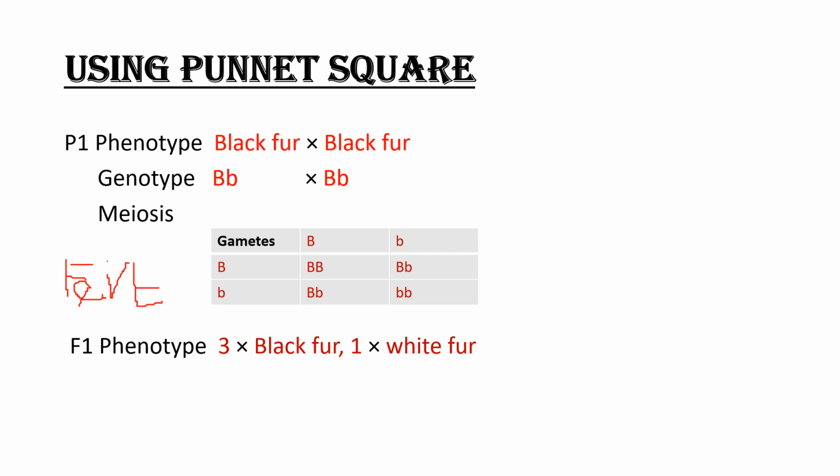So you can see that these things produce the exact same results. It's just that you will use the one you prefer, either the Punnett square or the other one that we did previously. So this is how you can deal with your monohybrid crosses.